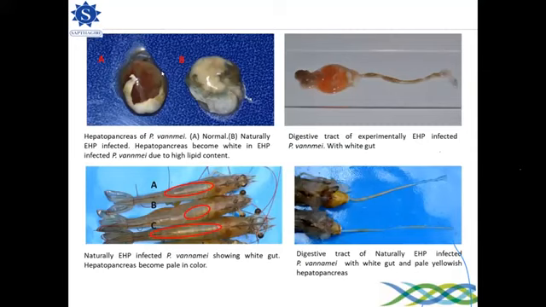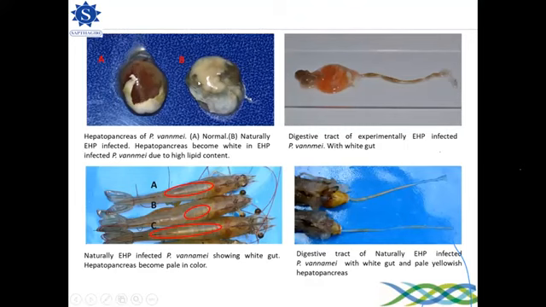This is a comparison of normal and naturally infected EHP vannamei. You can see in the first picture, the hepatopancreas outer white color is the epithelial lines which we observe through the shrimp. Inside, we can observe a thick red or pinkish color. This indicates the healthy shrimp hepatopancreas.